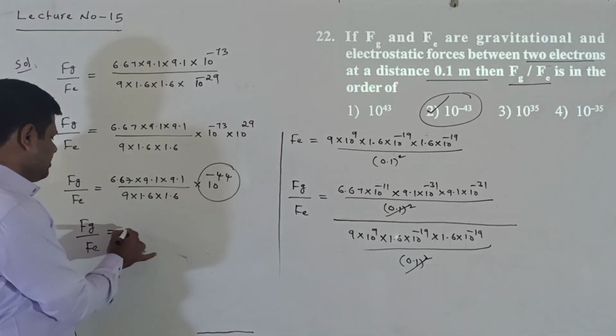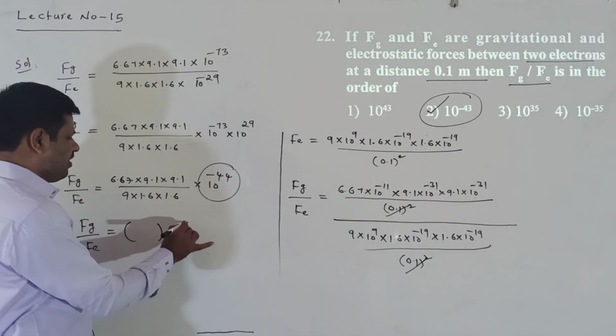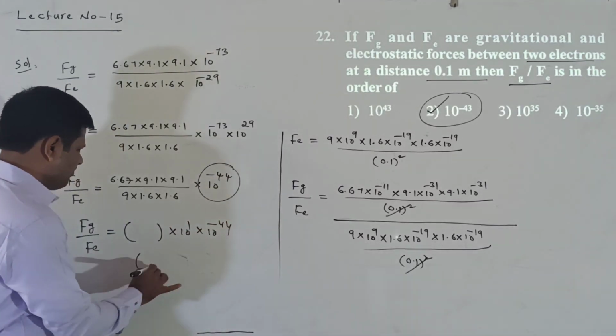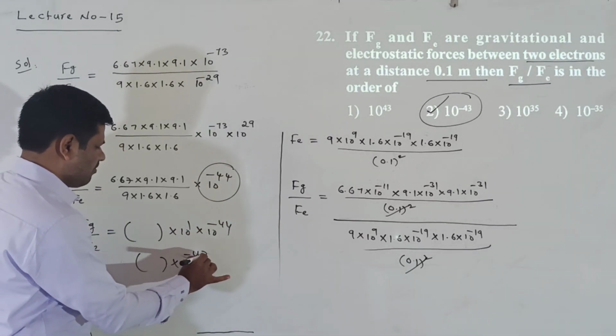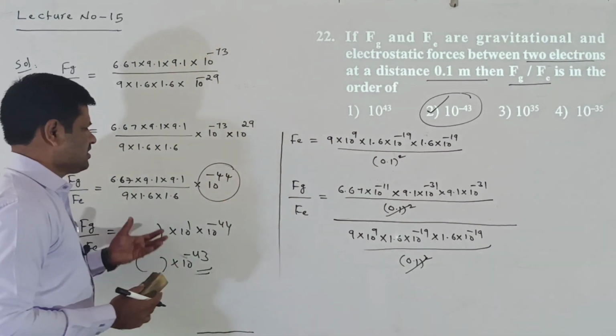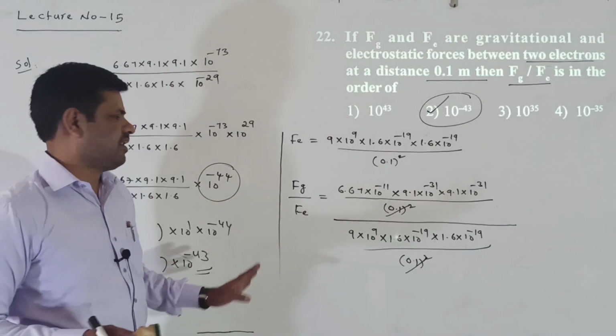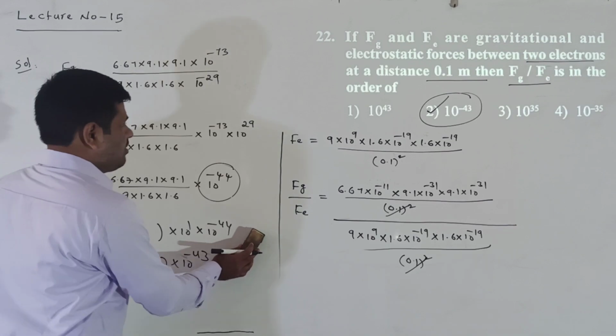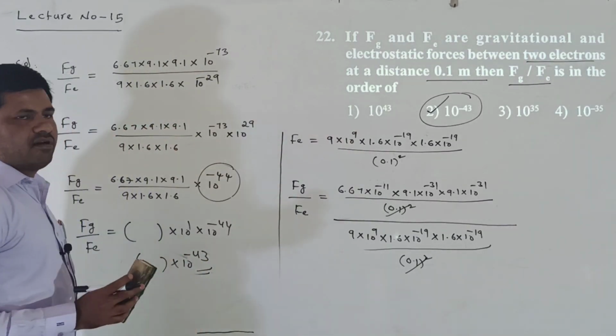Suppose you calculate some value into 10 power of 1, into 10 power of minus 44; that means some value into 10 power of minus 43. So the second option is correct. Here I am saying there is no need to do the total calculation; the near about value is correct. So the second option is correct.